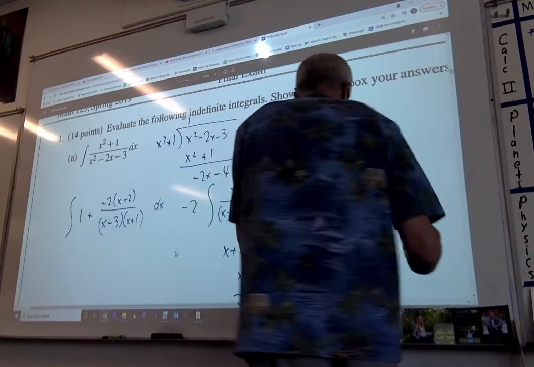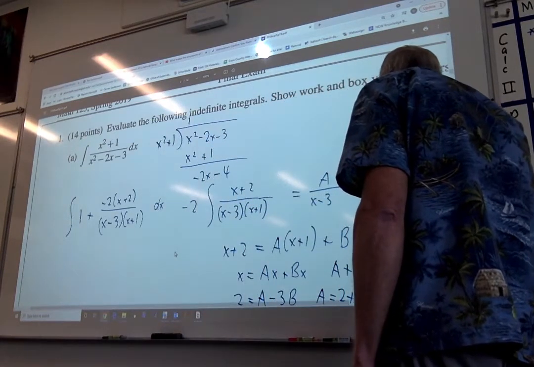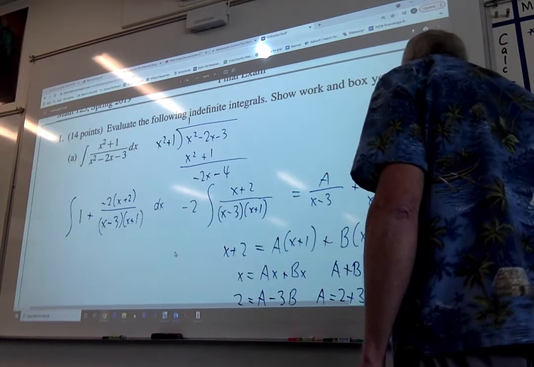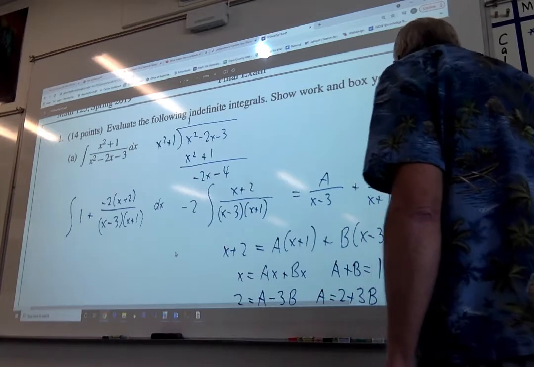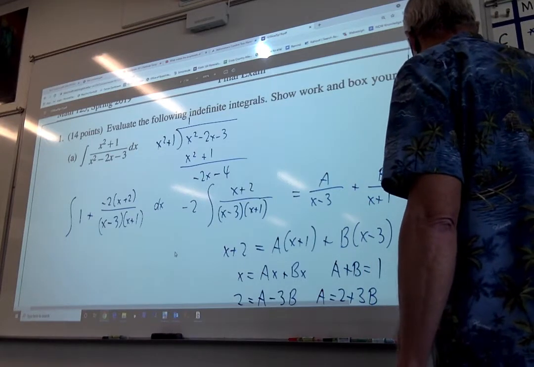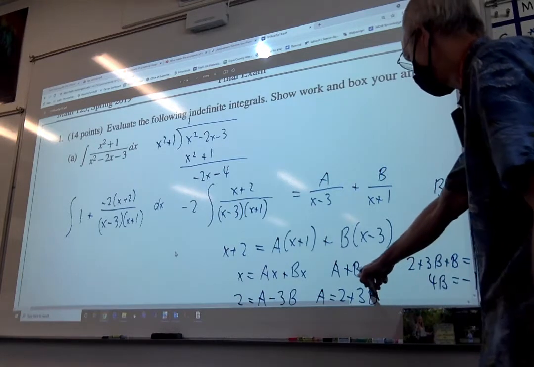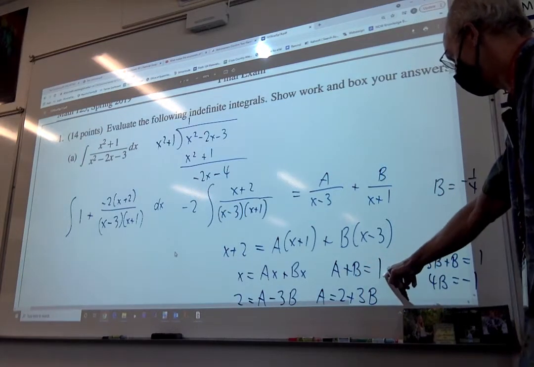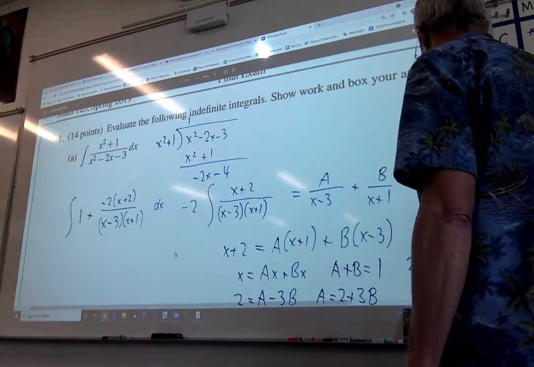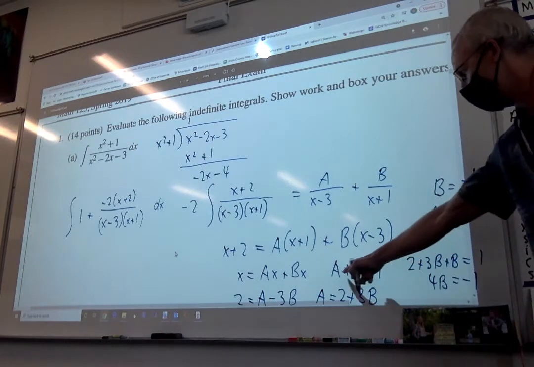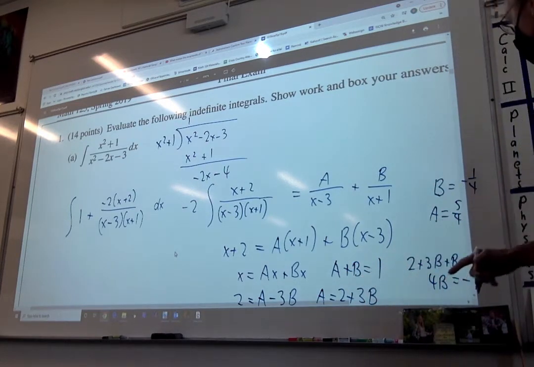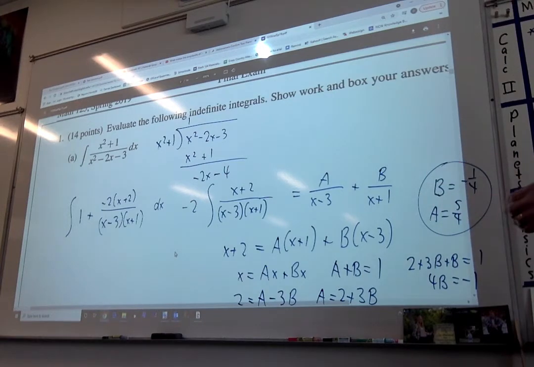Plug that into here. Running out of room. 2 plus 3b plus b equals 1. So 4b is equal to negative 1, or b is equal to negative 1/4. And therefore a must be 5/4, since 5/4 minus 1/4 is 4/4. I think that's right. Is that what you got? So I changed the a for 2 plus 3b to this side.